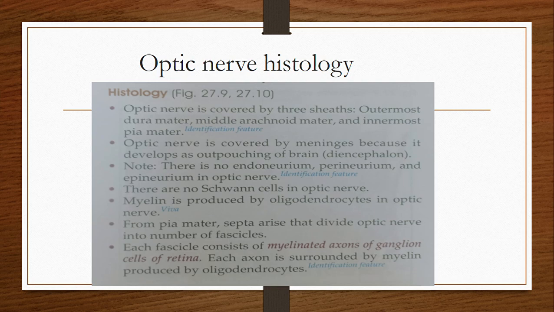The innermost covering is the pia mater. From the pia mater, septa arise and divide the optic nerve into a number of fascicles, small compartments. Each fascicle consists of myelinated axons of ganglion cells of the retina. Each axon is surrounded by myelin produced by the oligodendrocytes. So in each fasciculus, there is a presence of myelinated axons.